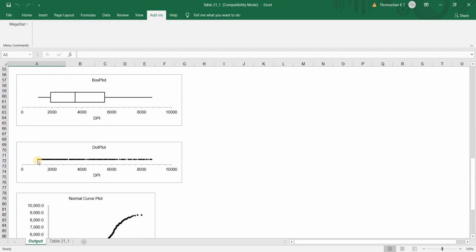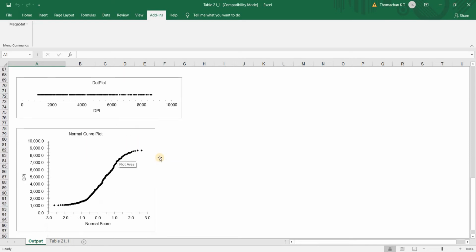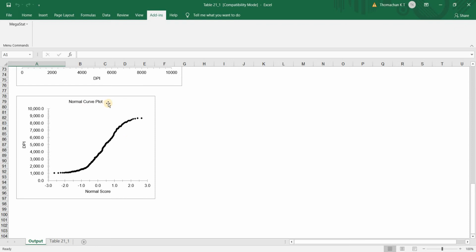Then dot plots, as there is only one observation, the dot plots are like this. Then regarding normal curve plots, it is not linear, it is non-linear. So we cannot assume that our variable is normal. These are some of the summary measures, descriptive measures which we have discussed.